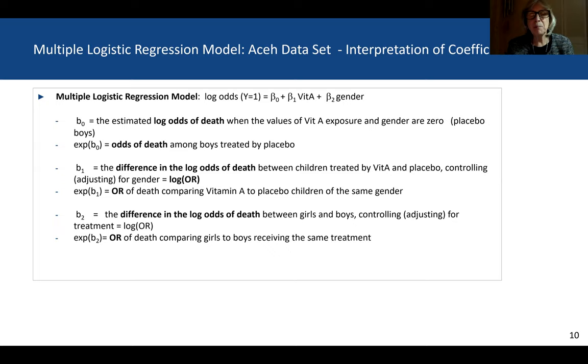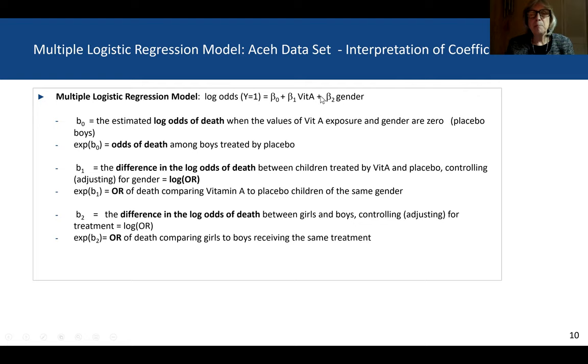So when vitamin A is equal to 0, we're looking at the placebo group. When gender is equal to 0, we're looking at boys. So when those are both 0, b naught, the estimate of beta naught, is the estimated log odds of death when the values of vitamin A exposure and gender are both 0. So in other words, it's the estimated log odds of death among placebo-treated boys. If we exponentiate b naught, this will give us the odds of death among boys treated by placebo.